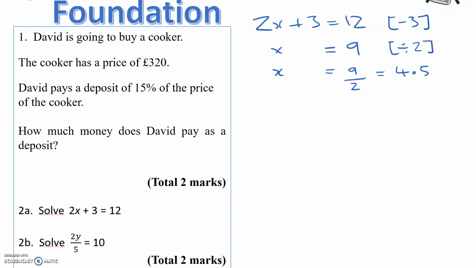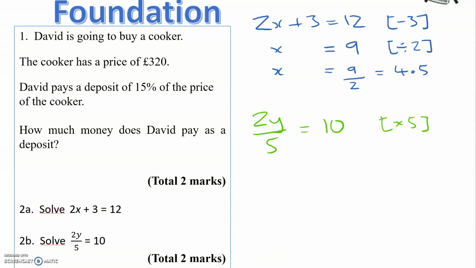Now let's try 2b. So 2b, we've got 2y divided by 5 equals 10. So this time, 2y divided by 5, I think my first step will be to multiply by 5. So 2y divided by 5 multiplied by 5 is just going to give us 2y. And on the right hand side, times by 5, we're going to get 50.